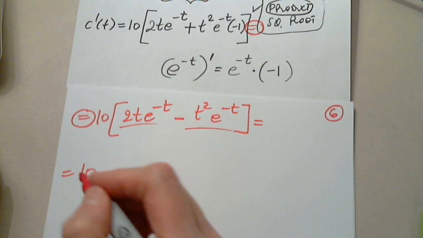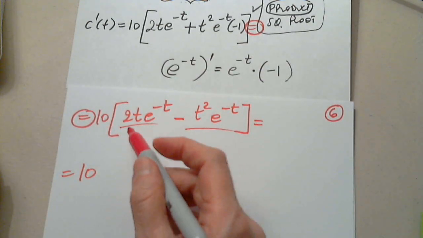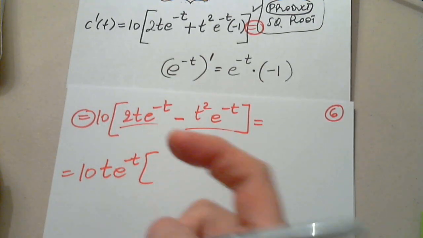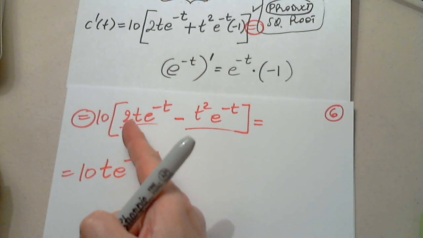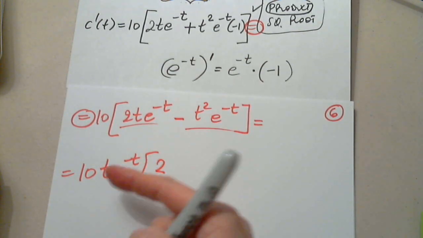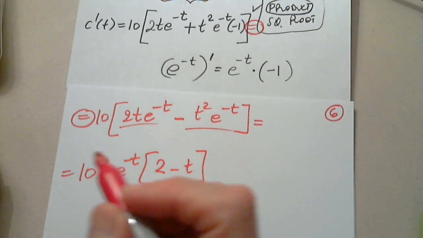And join e to negative t. Yes, and also 1t. 1t and e to negative t. T is out, this is out, so I have only 2. This is out, one of the t's is out, minus t.